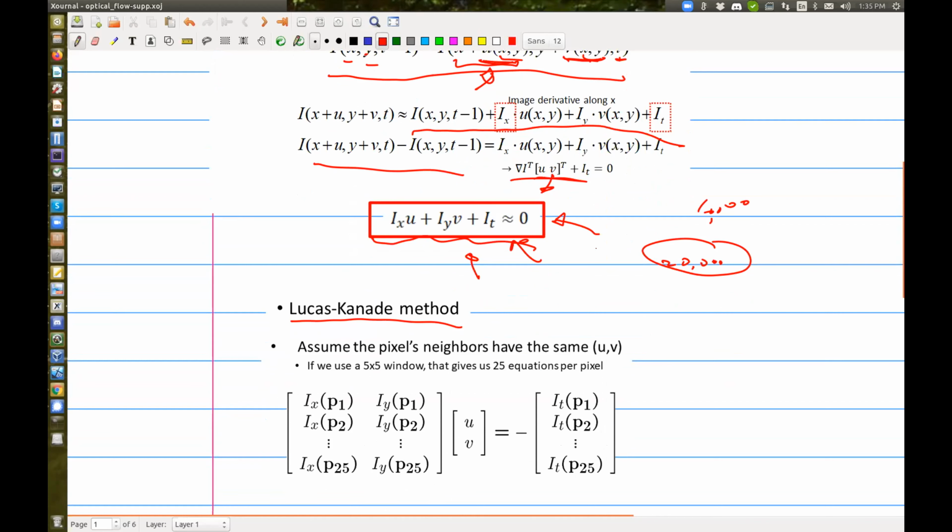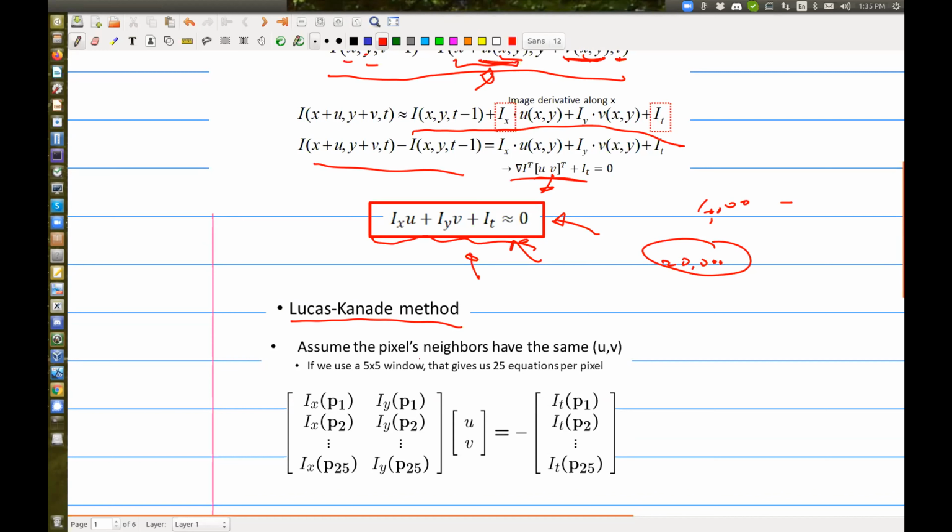Okay, for some reason I cannot mute. I don't know why.